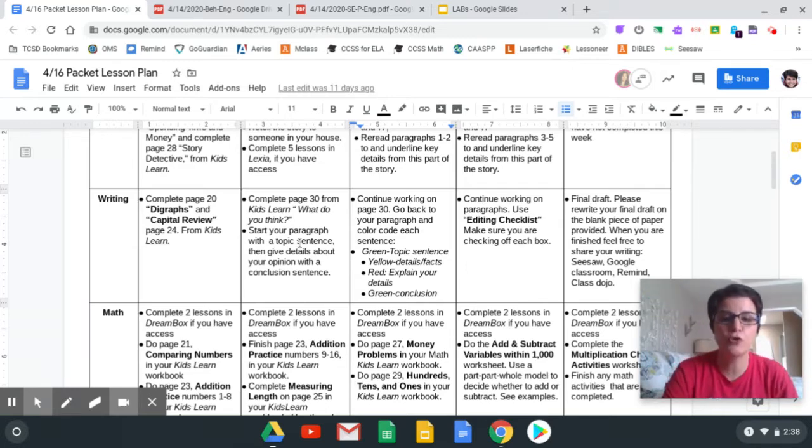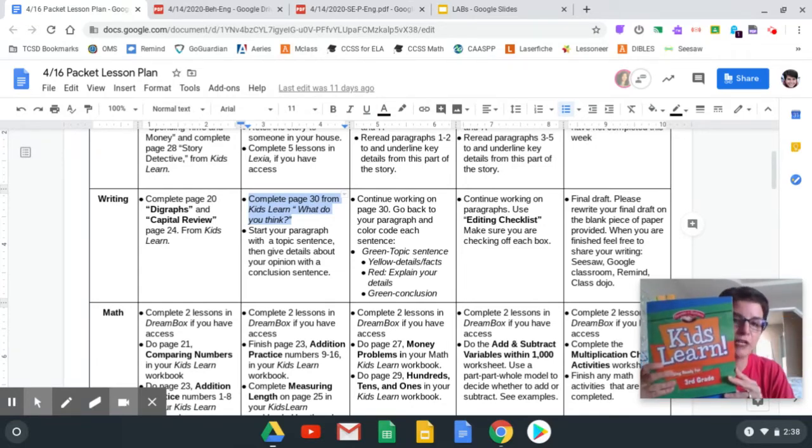Now, on day 2, for the rest of the week, you're going to have a writing topic and you're going to be writing a paragraph. The prompt is going to come from page 30 on the Kids Learn. So you're going to want to turn to page 30 and see what the writing topic is going to be about. You're going to write about that.